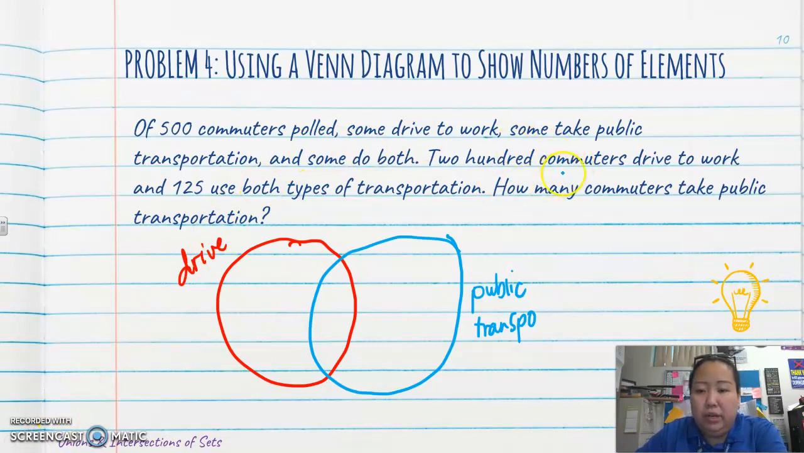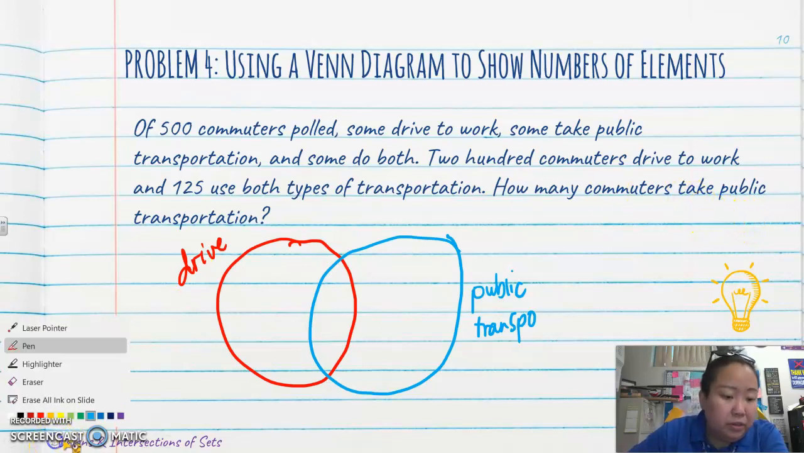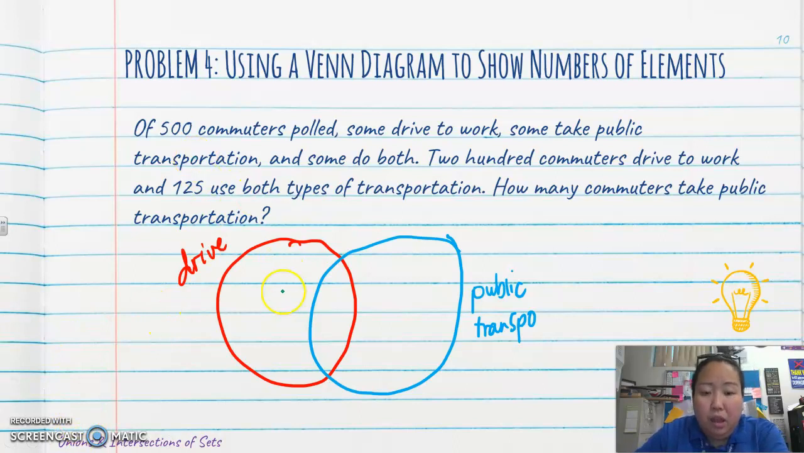So looking here, 200 commuters drive to work. 125 use both types of transportation. How many commuters take public transportation? So let's get some important details from this problem, okay? We know that some people either drive or use public transport, and according to this, that's a given number, okay? It said there 125 use both. Okay, so we know that both is the overlap of the two sets, so we can put 125 here in the middle, okay?